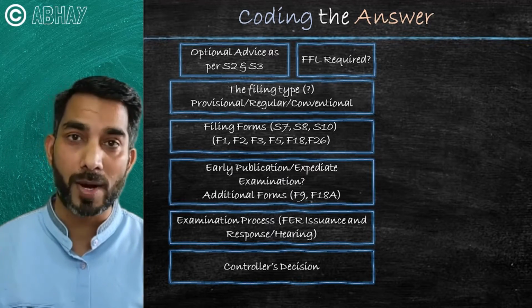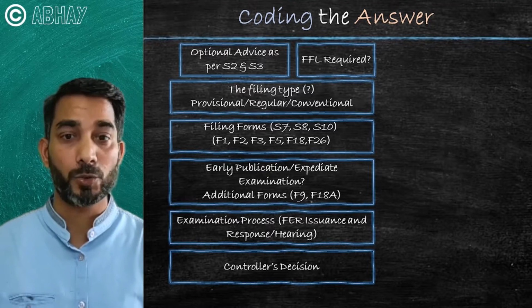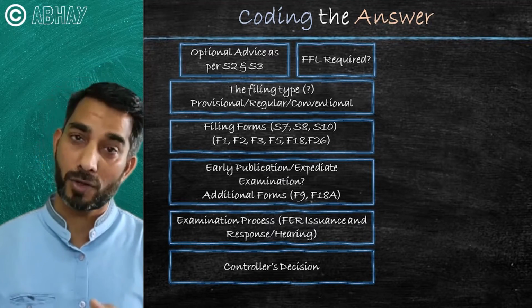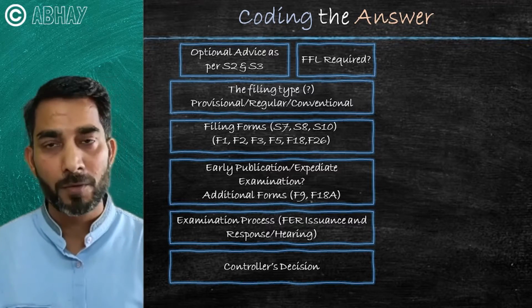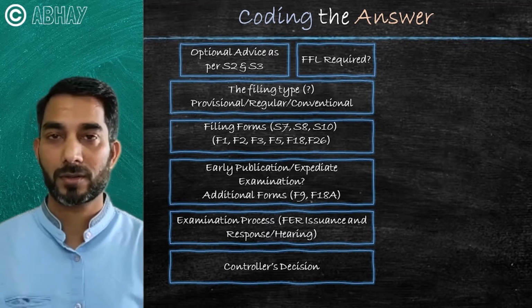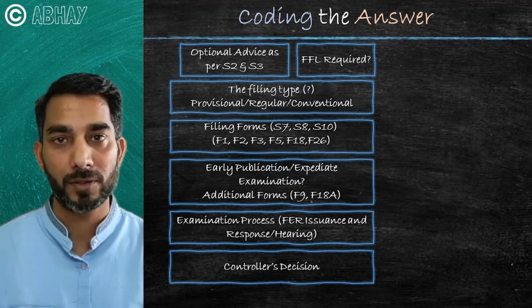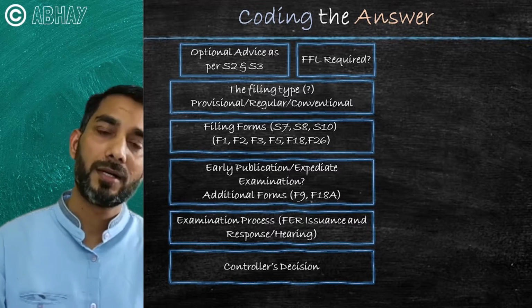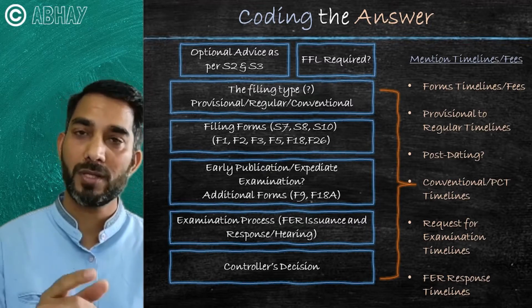If the client has provided certain constraints, you can go for early publications or expedited examinations. For that, you need to file additional forms. From there on, you can describe the examination process and the timelines and how and when the controller comes up with his decision. While you do so, you should also provide the timelines associated with each one of these.